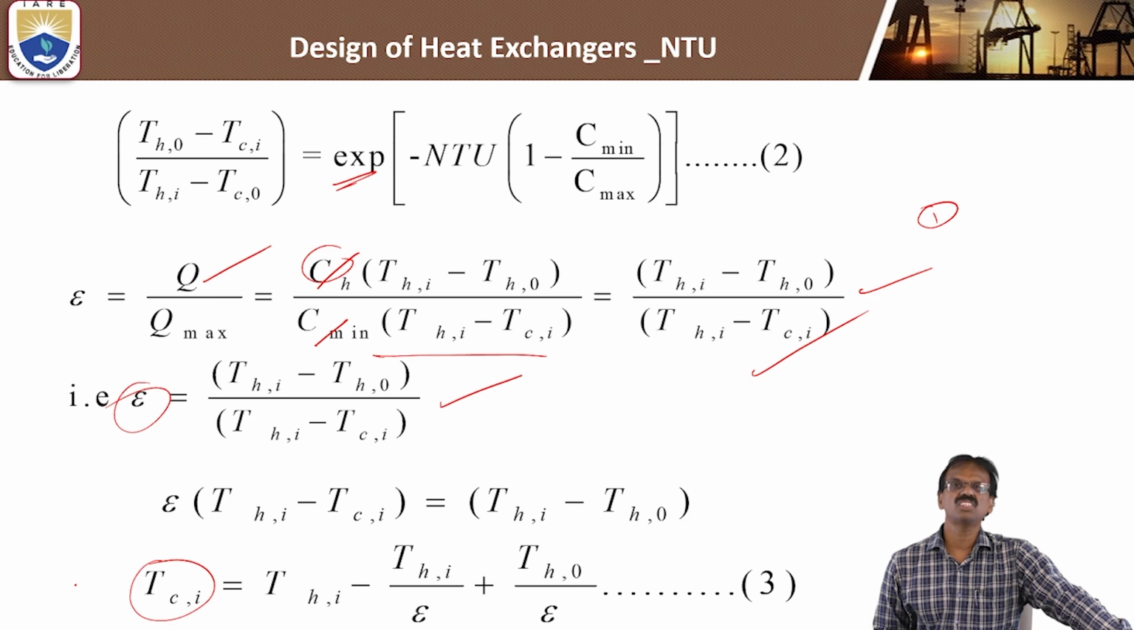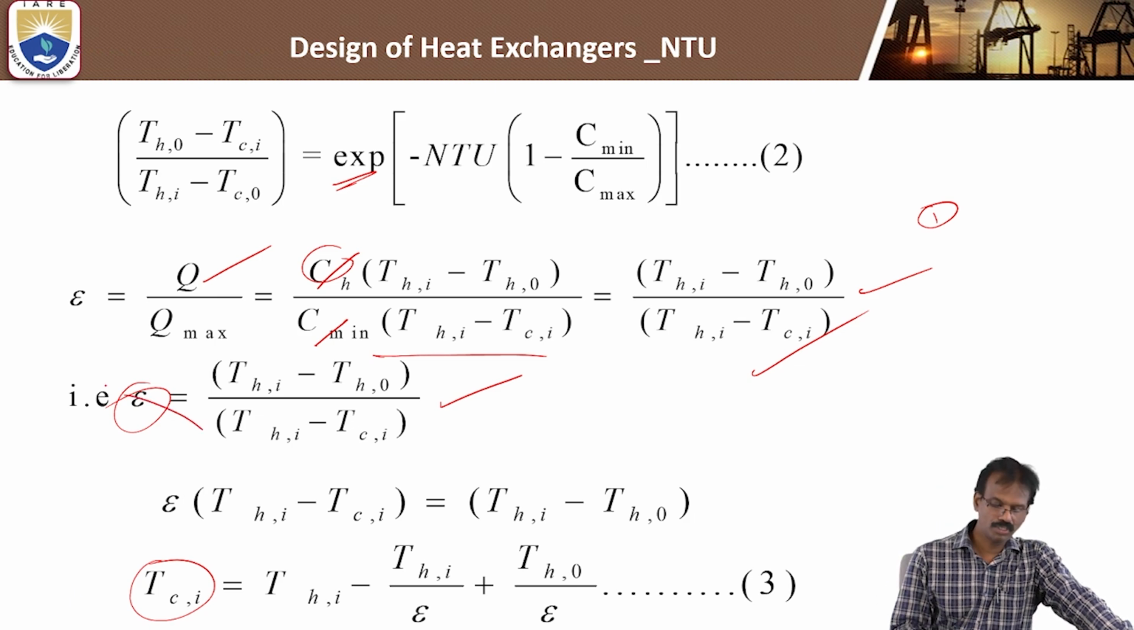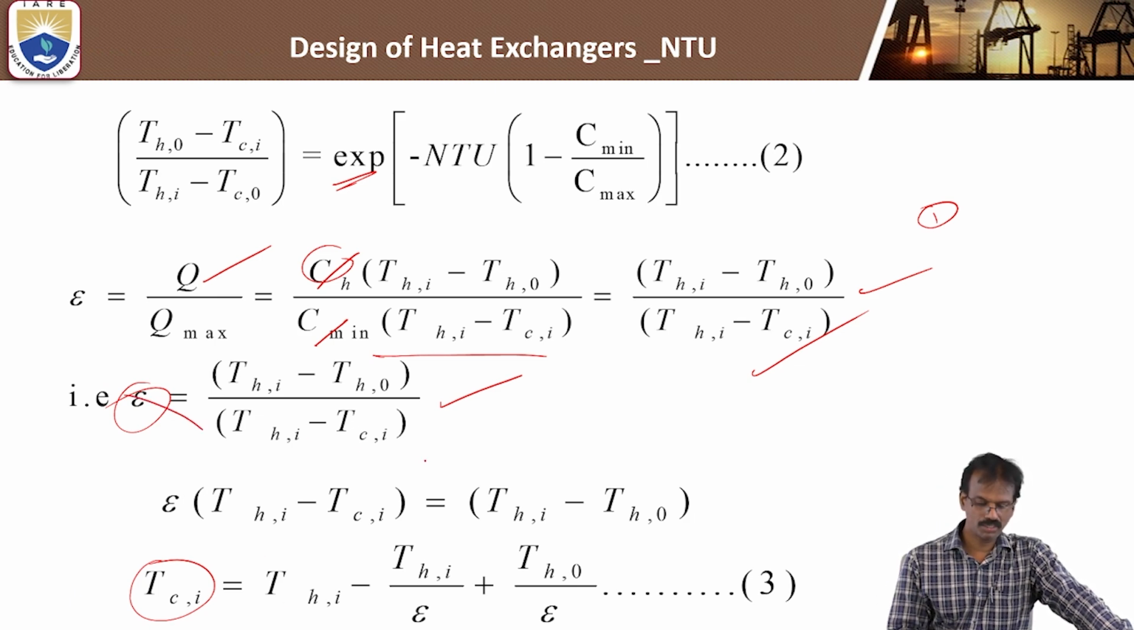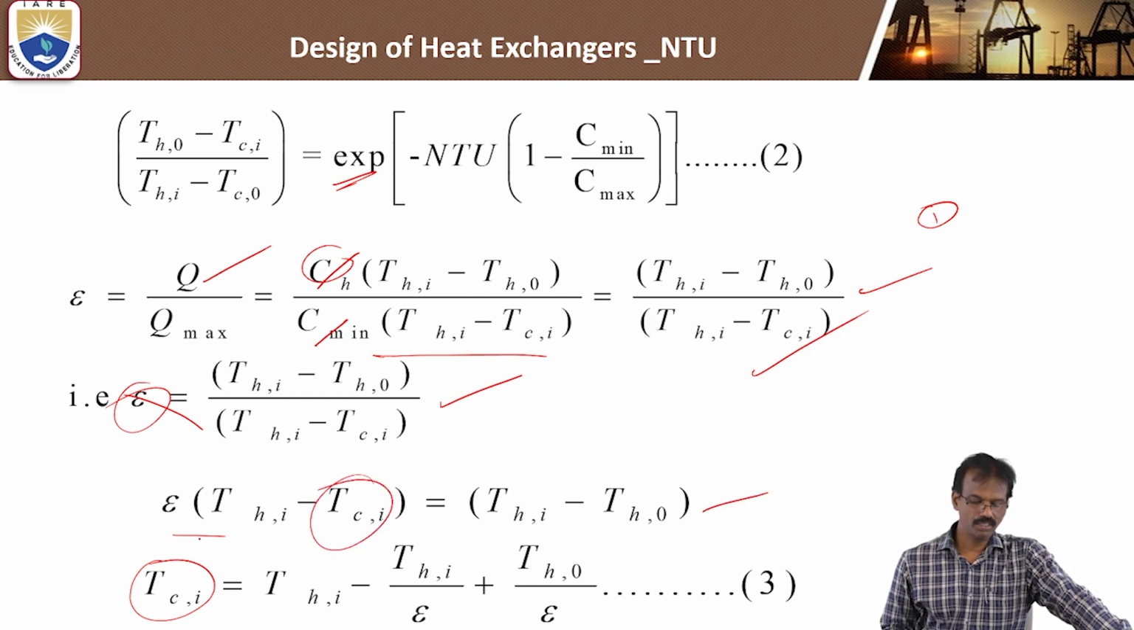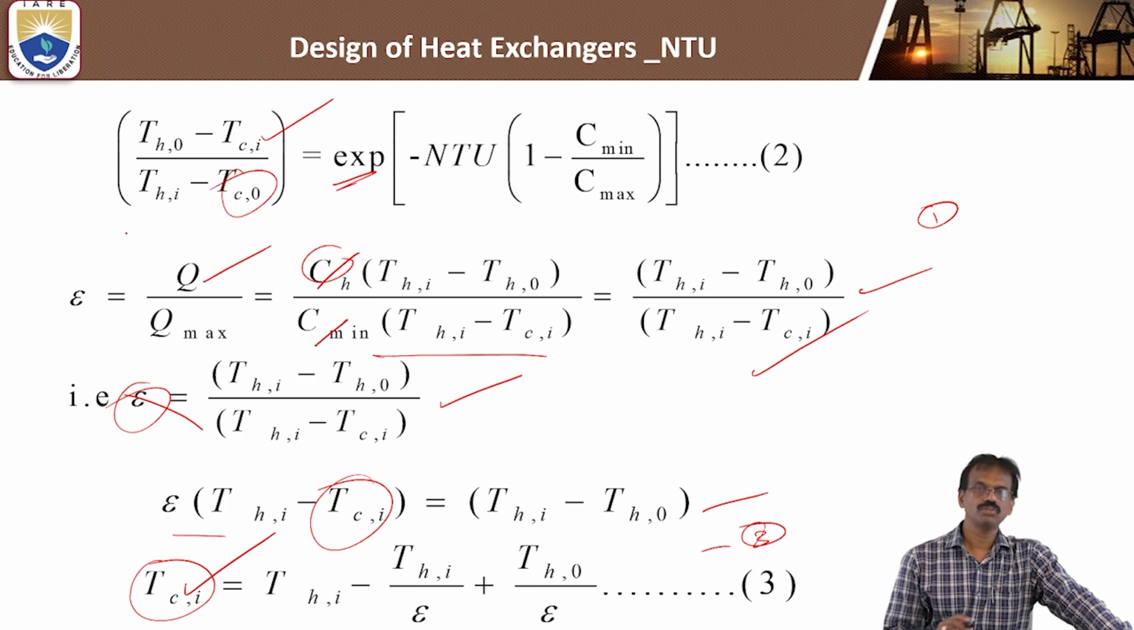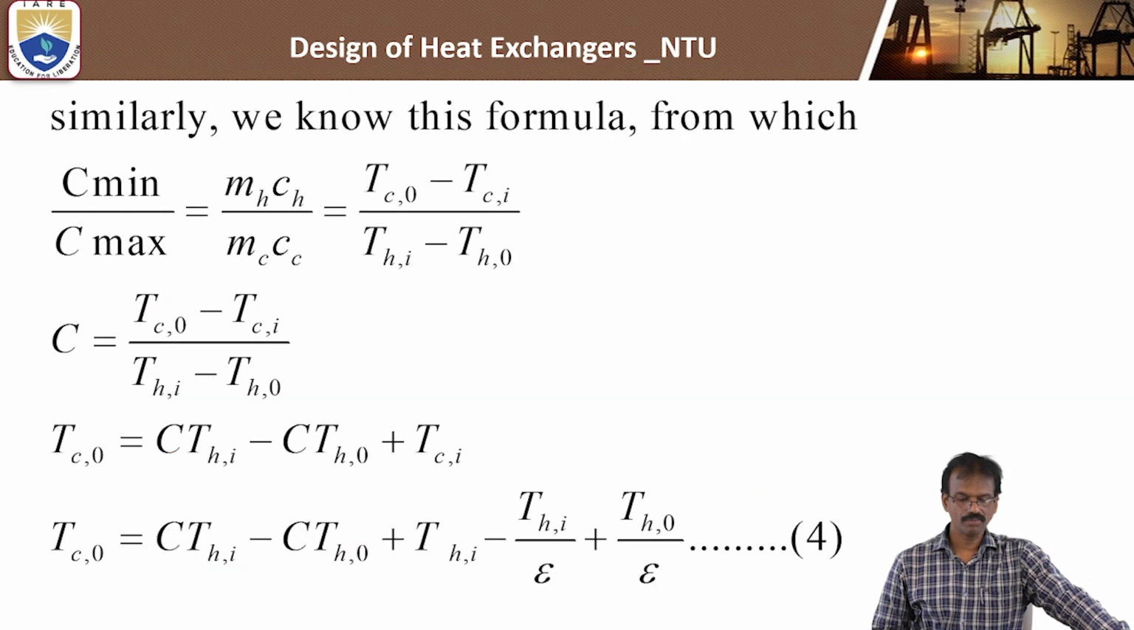Then if you cross multiply this one, epsilon into THI minus TCI is equal to THI minus TH0. So from this one, we are just writing TCI. TCI is equal to THI minus THI by epsilon plus TH0 by epsilon. So this is equation 3, and this value you can substitute here. Similarly, from equation 2, we will write the TC0 value also.